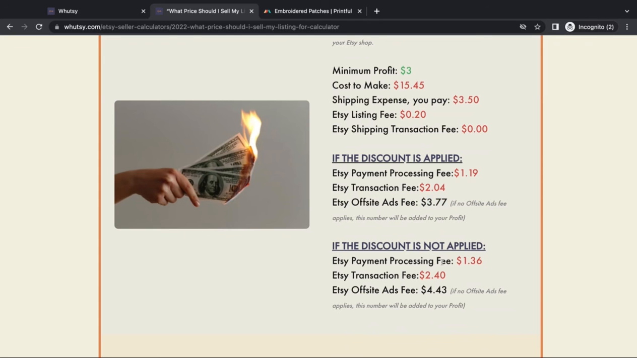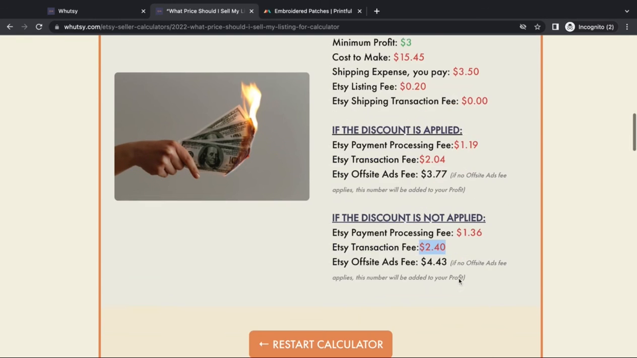Now, if they don't use the coupon, the payment processing fee is $1.36 because now the price is higher. There's no coupon applied. The transaction fee from Etsy is $2.40, and then the offsite ads fee is $4.43. So if there's no coupon code used and they do not click through an offsite ad, we know the minimum profit we make is $7.43 by adding this fee and the $3 minimum profit that we set in the calculator. So now you can really see what's going on with these transactions.